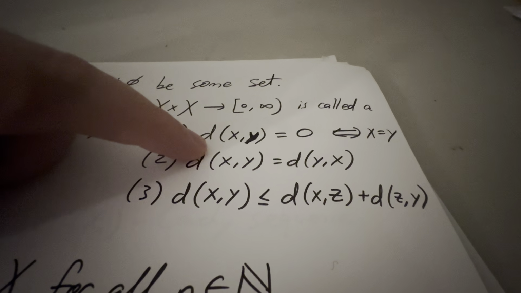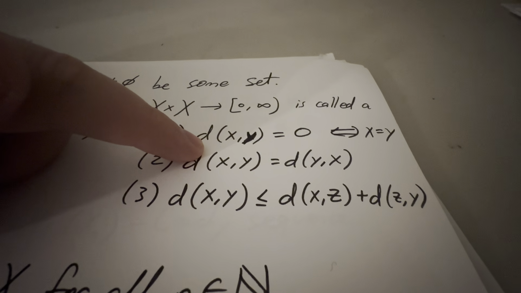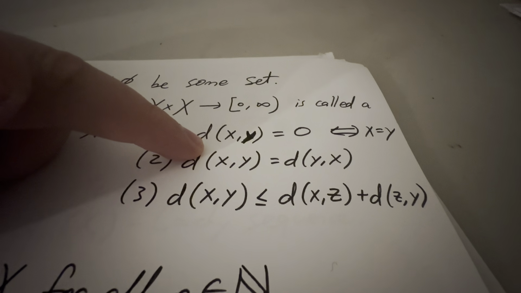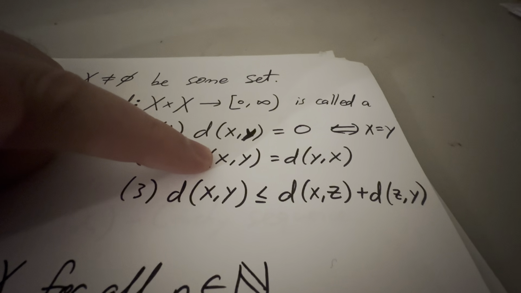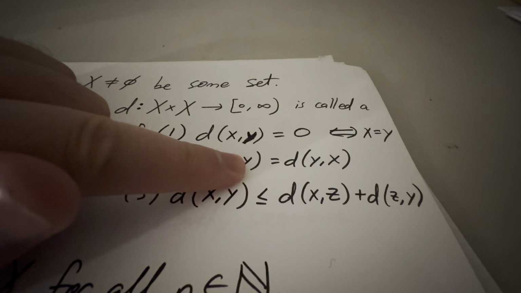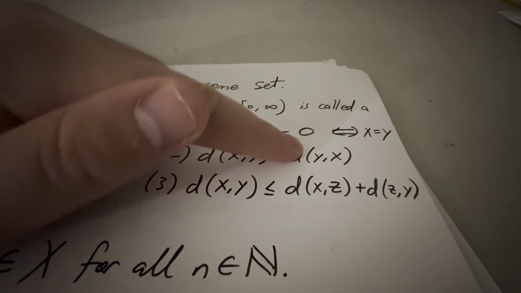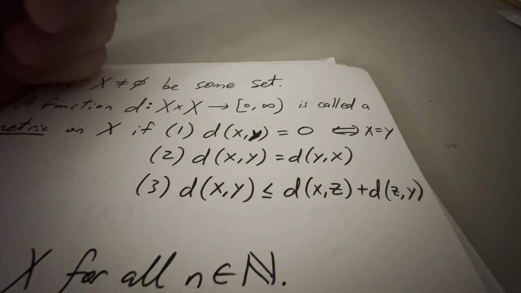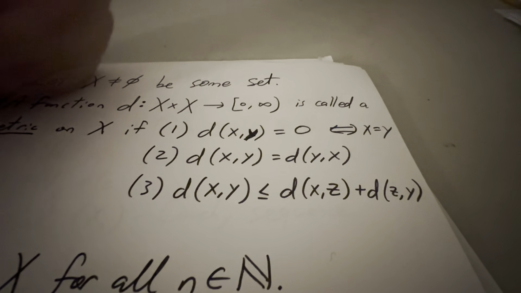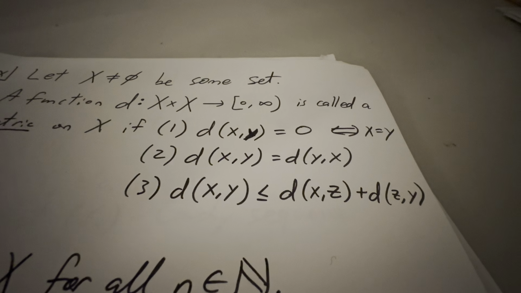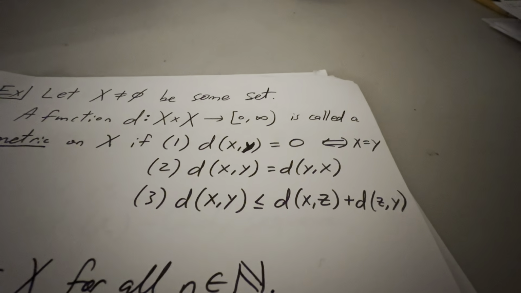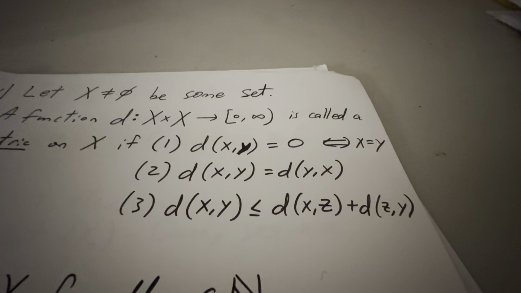The second claim says that the distance between x and y is equal to the distance between y and x, which means that if I drive from New York to Boston, it better be the same distance going in the reverse direction if I go from Boston to New York. Something like that. Property 2 is called the symmetric property, typically in textbooks.